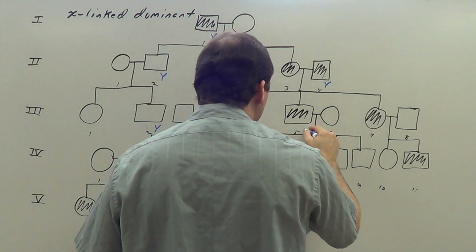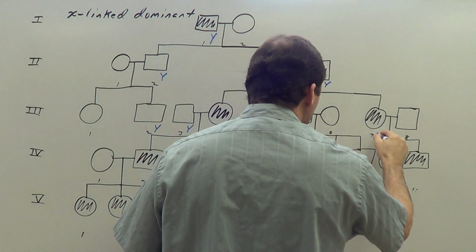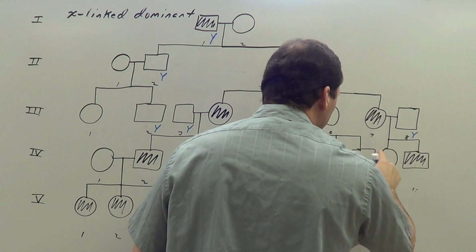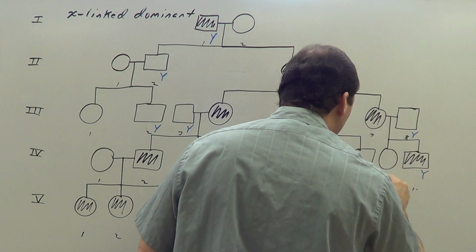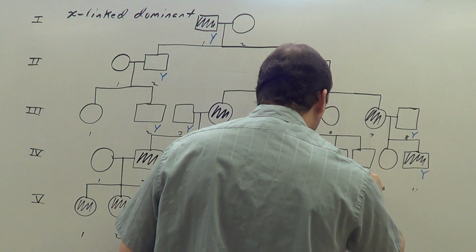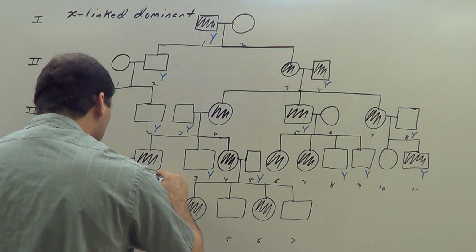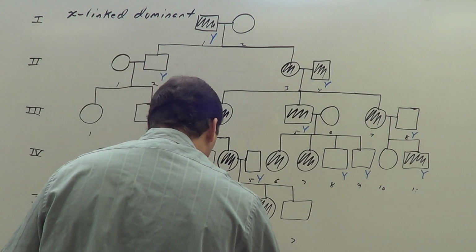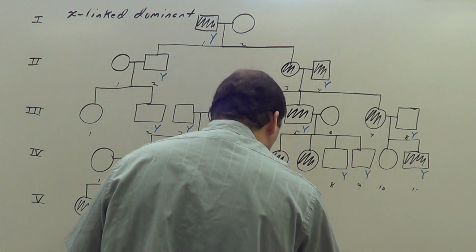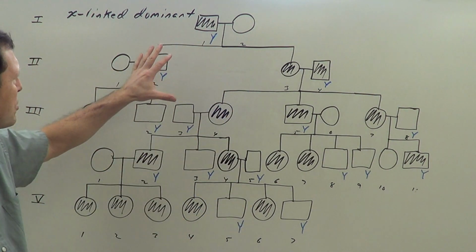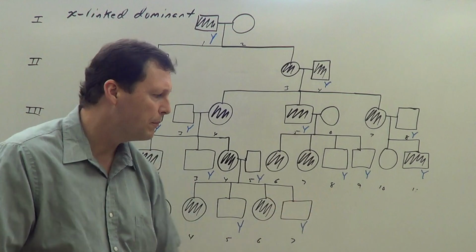So wherever there's a male, the second letter is going to be a Y. Whoops, that's not a male. There we go. Y, Y, Y, Y, Y, Y, Y, and Y. So the second letter is a Y for all males, only when it's X-linked.